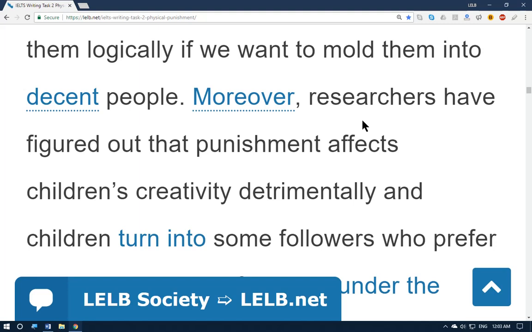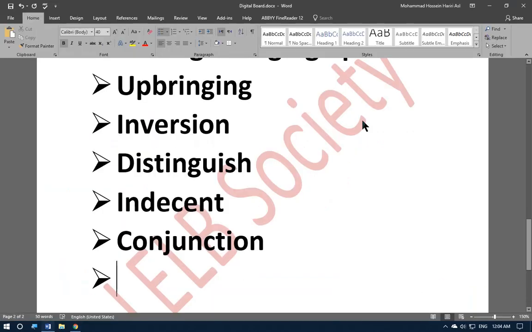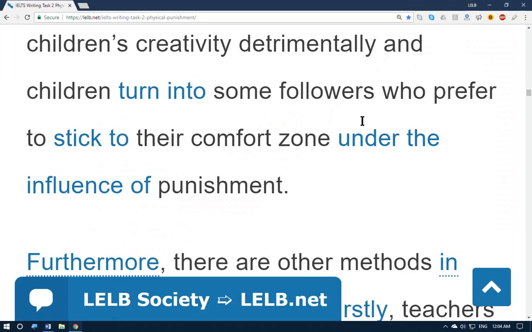Figure out means understand. That punishment affects children's creativity detrimentally, means negatively. And children turn into some followers who prefer to stick to their comfort zone. Stick to means cling. Okay, comfort zone or safe zone or safety zone. It means they just refer to that place and they do not want to take risks at all.